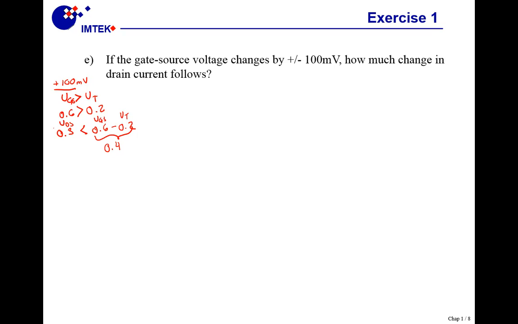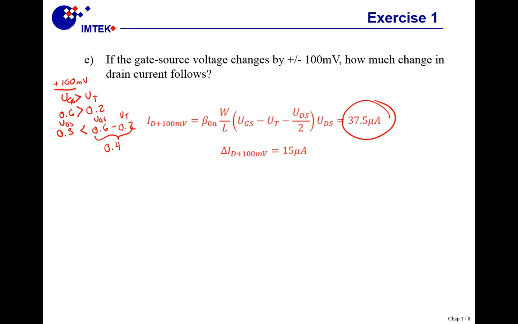So now we do again all the steps that we did before, put everything into the formula, and calculate. Now we get 37.5 microamps. So the change in ID is plus 15 microamps.